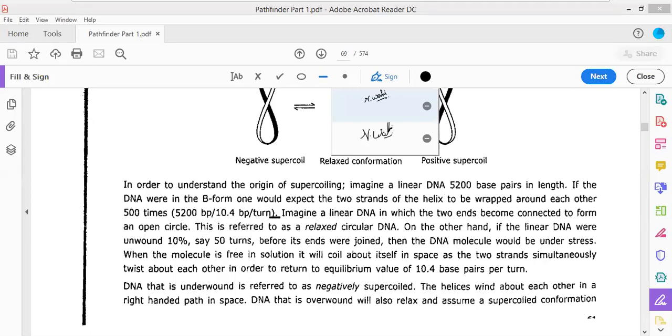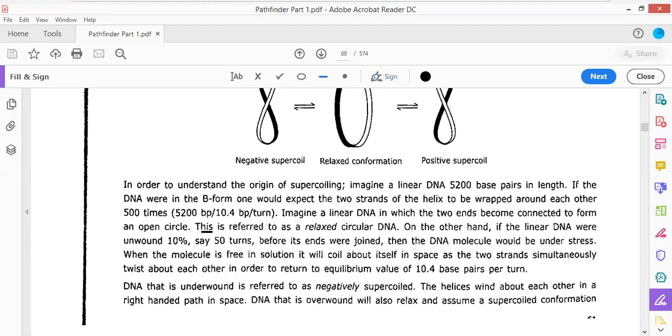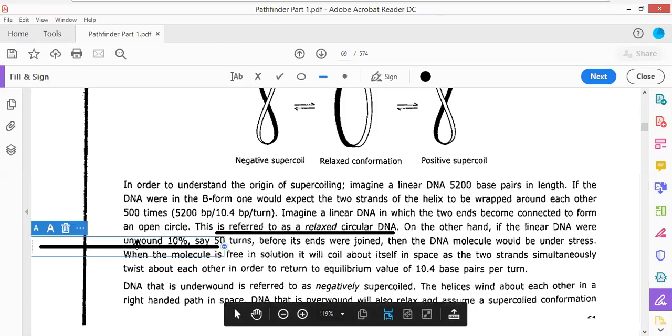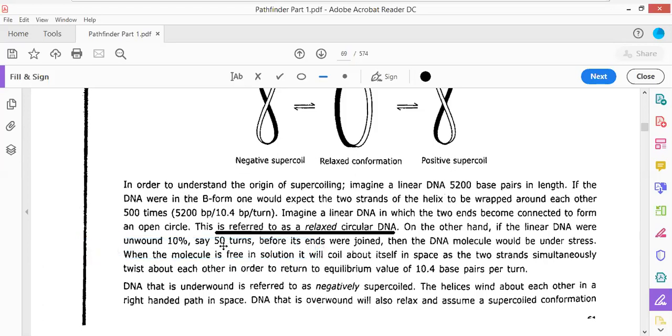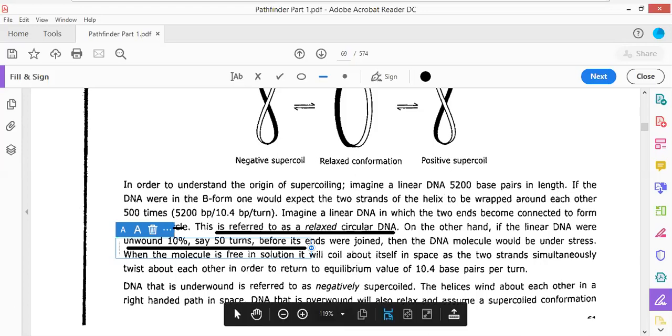See, when we talk about the relaxed DNA molecule, such a DNA which has the standard linking number was said to be the relaxed DNA molecule. Now the DNA has been made unwound. That means the DNA is now opened, and for example, 50 turns have been opened. Now, what would be the state of the DNA as the DNA is opened? So here, the DNA has become negatively supercoiled. Now, supposing you take the DNA and overwind it over itself.